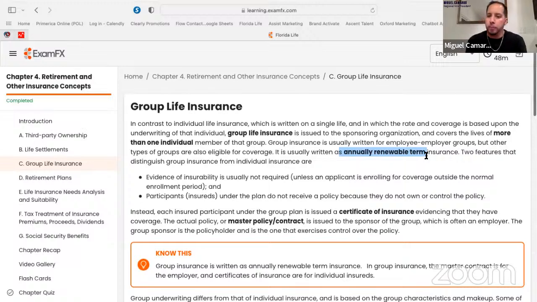When you enter a group policy, there are rarely any medical questions or evidence of insurability required as long as you enroll in the open enrollment period. If you try to get coverage after the open enrollment period, you might be subject to doing a medical exam or answering medical questions.